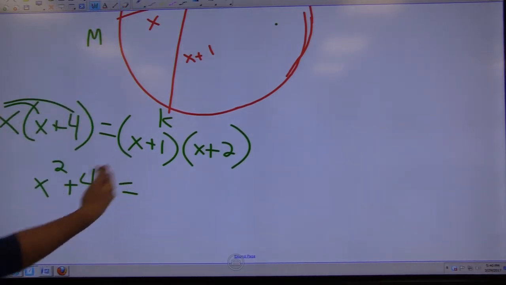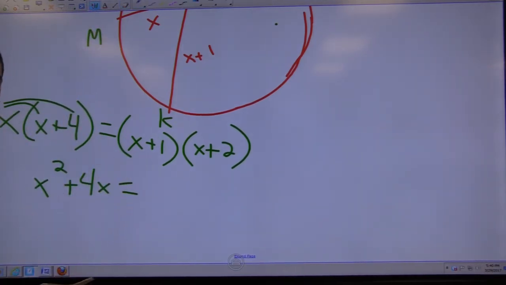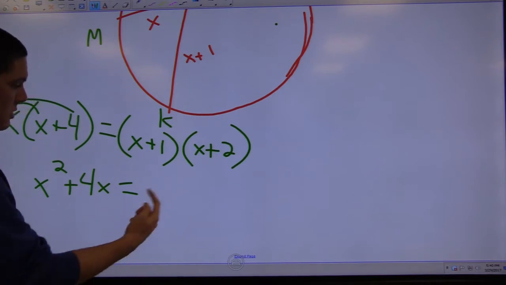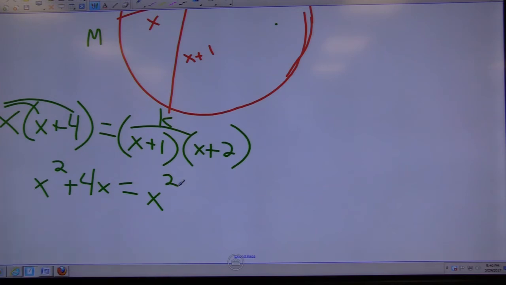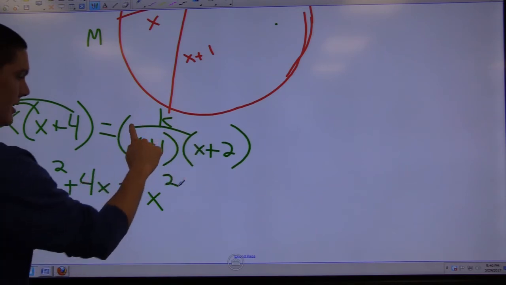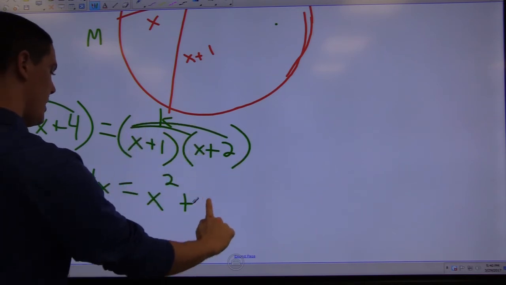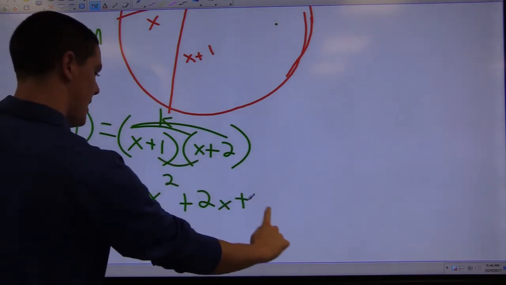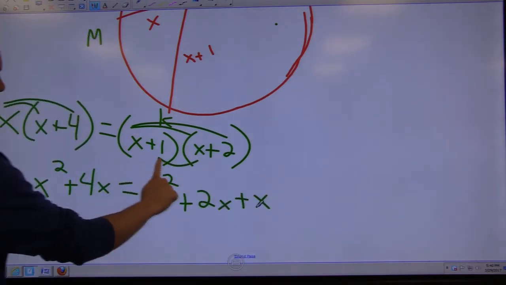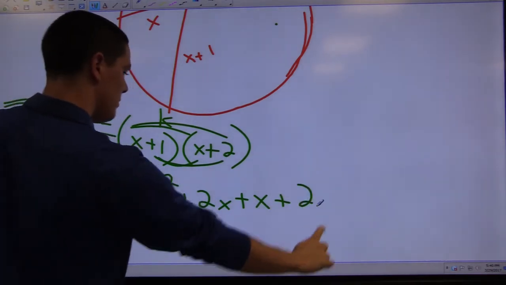All right, so when we multiply the binomials, it's first, outside, inside, last, okay? That's what FOIL stands for. So the first, when I multiply them, x times x is x squared, okay? Then when I multiply the outside terms, x times 2 is 2x. When I multiply the inside terms together, that gives me x. And when I multiply the last terms together, that gives me 2.